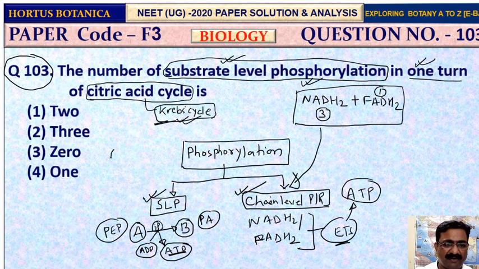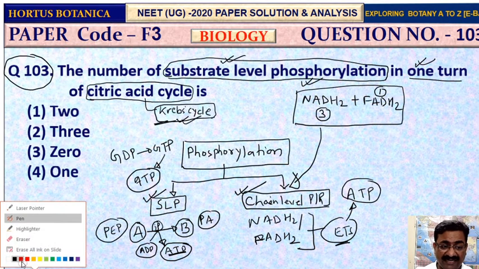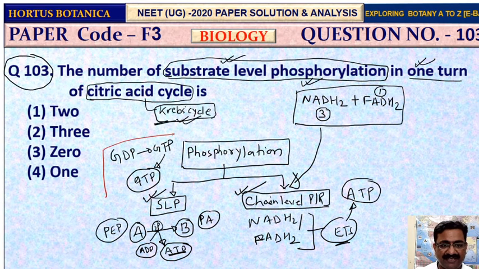But when you talk about the GDP, that GDP is going to form GTP, and through the coupling reaction there will be formation of ATP. So you are finding that GTP or, through the coupling reaction, ATP is formed directly from the substrate, and this is called substrate level phosphorylation. So we have a single step where it occurs. So what is the answer? Answer is option 1.